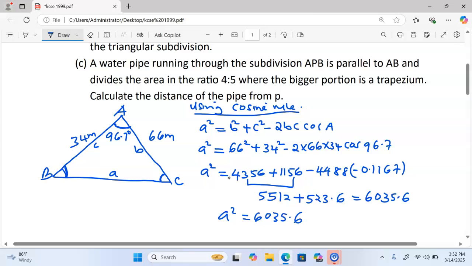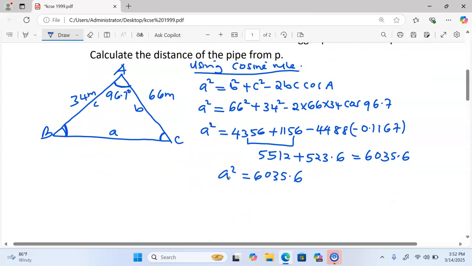For us to get a, we simply take the square root of 6035.6, and this one gives us exactly 77.69 meters. By so doing, we now have a, or BC, as 77.69 meters. We proceed to part B.